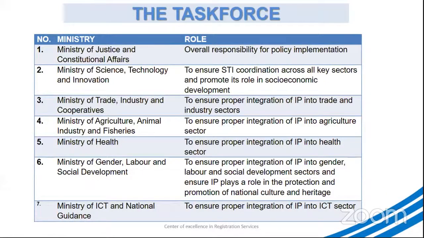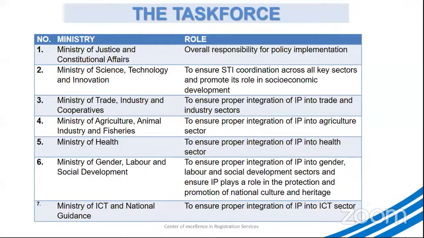The policy lists a number of ministries, departments, and agencies that have a bearing on intellectual property. And the ministries are the Ministry of Justice and Constitutional Affairs, which plays an overall responsibility for policy implementation, the Ministry of Science, Technology and Innovation, which plays a role in ensuring that science, technology, and innovation are coordinated across all the key sectors, and also promotes the role of intellectual property in socio-economic development. The Ministry of Trade, Industry and Cooperatives is also critical in this implementation, for it ensures proper integration of intellectual property in trade and industry sectors.